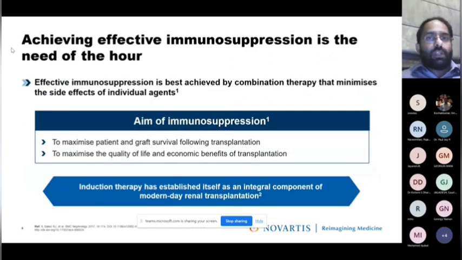So achieving effective immunosuppression is the need of the hour, and this requires a combination of immunosuppressive agents that we use, so that the individual side effects of these agents can be minimized. And the aim is to increase the patient as well as the graft survival following transplantation, as well as maximize the quality of life and economic benefits of transplant. This immunosuppression includes induction as well as maintenance therapy. Induction therapy has established itself as a very integral component of modern day transplantation.